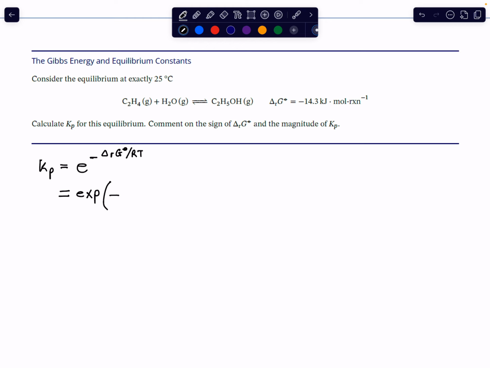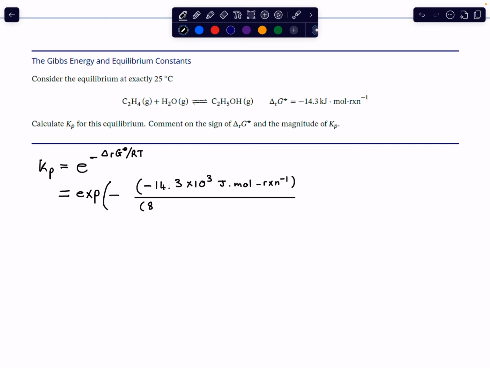So the first thing that we put in the exponent is, of course, the G. And what is delta rG naught value? Well, we're given it as minus 14.3 kilojoules. So let's make that joule, so times 10 to the power 3 joule per mole reaction. All right. So we're given that, and we must divide that by RT.